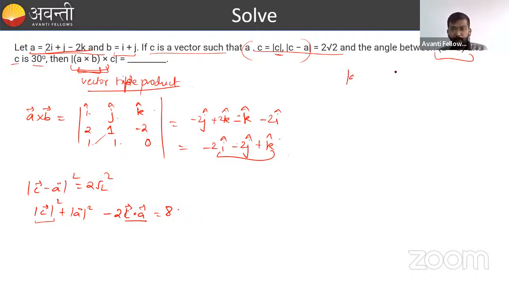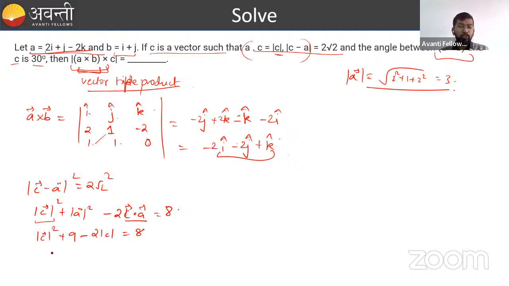Mod of A bar is under root 2 square plus 1 plus 2 square. This comes out to be 3. So I'll substitute here. Mod of A square is 9. This will be mod of C square plus 9 minus 2 times mod C equals 8. So this will be mod of C square minus 2 times mod C plus 1 is 0. So mod of C minus 1 whole square is 0. So mod of C bar is 1, right? So I got the modulus of C bar.